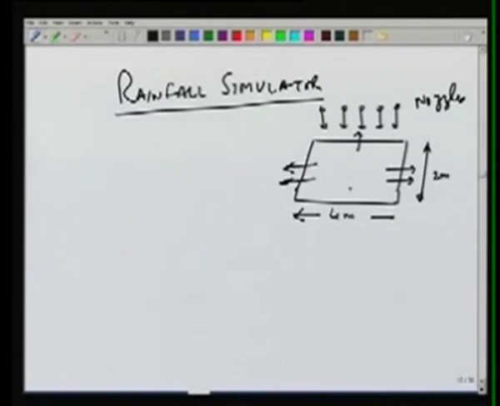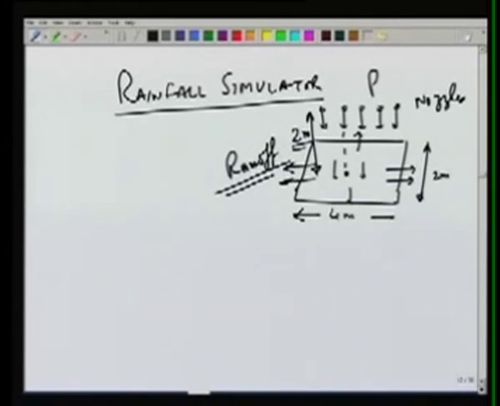So from this plot there will be some runoff, and there will be some precipitation, which of course is known to us. The height of the nozzles from the plot is generally kept at 2 meters, and this will also simulate some impact of the raindrops. So when the raindrops fall on this plot, they will have impact here, and the other advantage is that since we are not driving anything into the ground, the soil is undisturbed. So by measuring the precipitation and the runoff, we can know the infiltration.